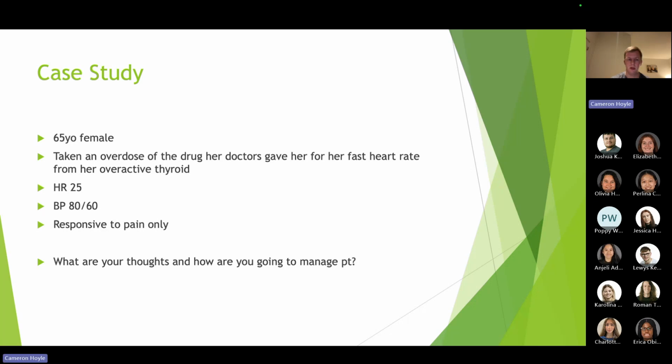Any thoughts? Likely overdose from propranolol. Perfect. Yeah, propranolol, beta blocker overdose. Any thoughts on how you want to manage the patient? What's the antidote, what drug do we give in beta blocker overdoses? Would you just maybe give atropine or glucagon? You would give both. I would give both.